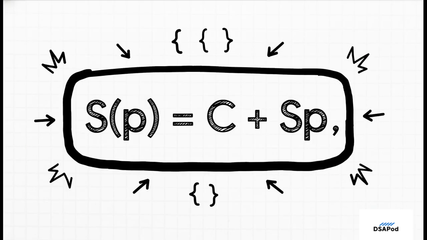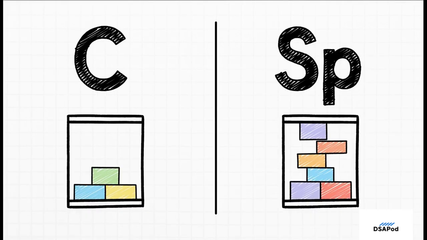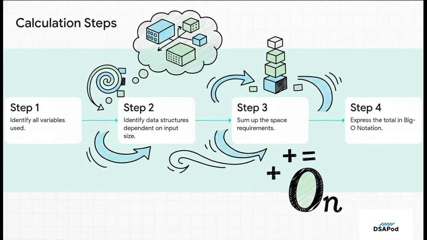Now, this might look a little intimidating, but I promise the idea behind this formula is actually super simple. It's just made up of two key parts, a fixed part and a variable part. So that C you see, that's your constant space. Think of it as the fixed cost, the memory for your basic variables and the code itself. This part never changes. And then you've got SP. This is the part that changes, the memory that grows or shrinks, depending on how much data you're feeding the algorithm.